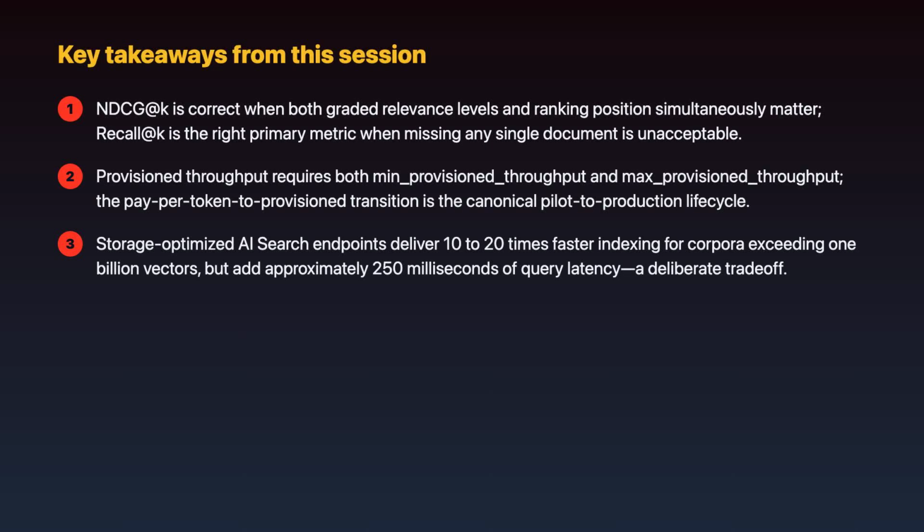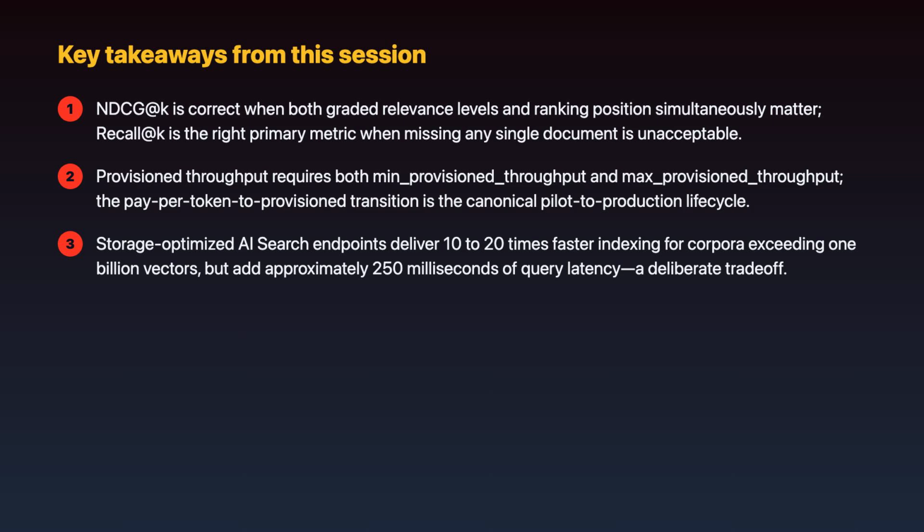3 takeaways from this session. First, NDCG is correct when both graded relevance levels and ranking position simultaneously matter. Recall is the right primary metric when missing any single document is unacceptable. Second, provisioned throughput requires both min_provisioned_throughput and max_provisioned_throughput. The pay per token to provisioned throughput transition is the canonical pilot to production lifecycle.